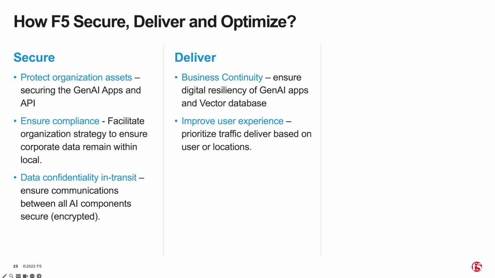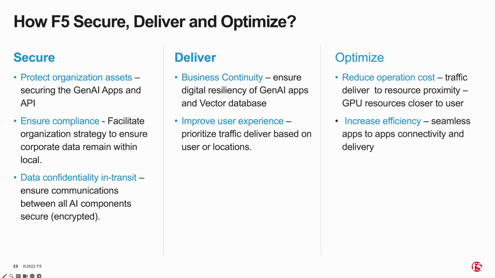On delivery, F5 platforms enhance business continuity by addressing the digital resilience of GenAI applications. As organizations mature in their use of GenAI, these apps are becoming mission-critical components of business operations. Vector databases, which store organizations' corpus data, are a crucial component and a prime target for adversaries. Therefore, ensuring the security and availability of vector databases is critical. F5 enhances user experience by prioritizing traffic delivery based on user location.